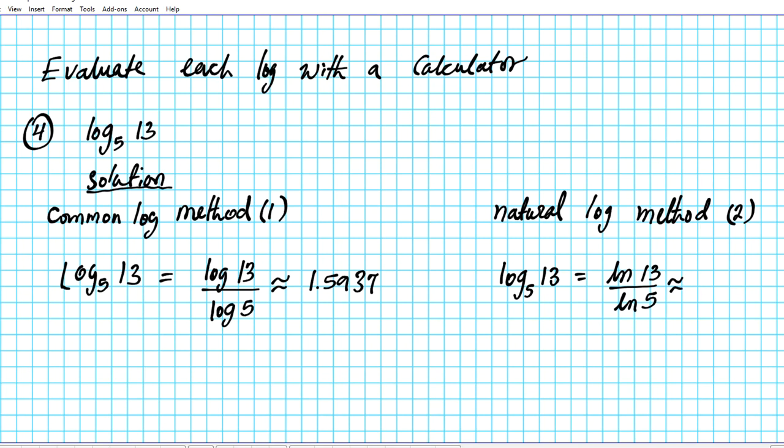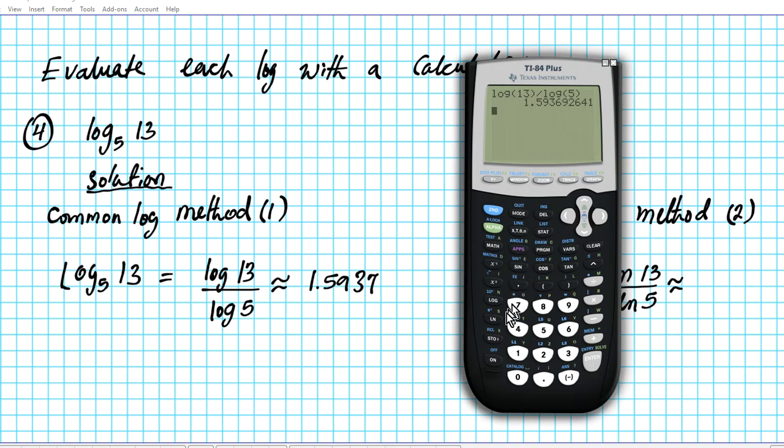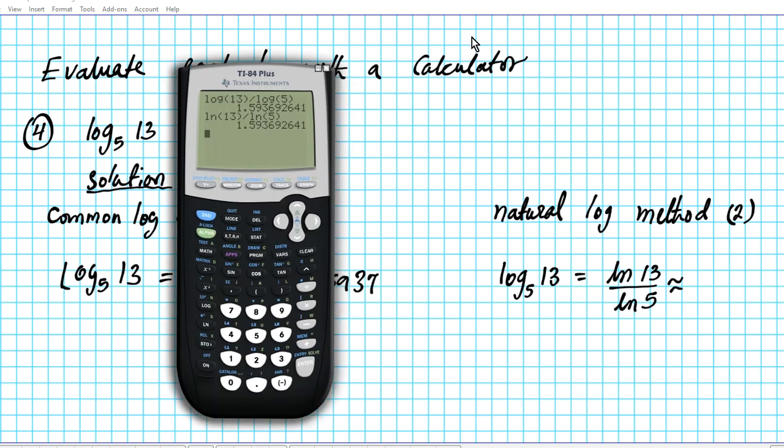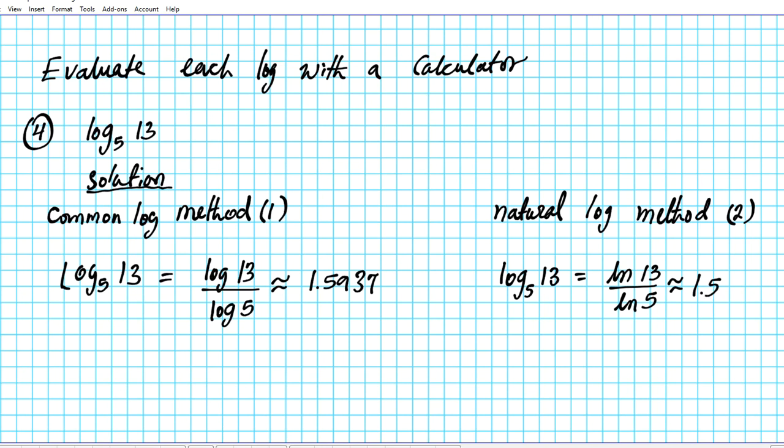Alright? Let's plug it into our calculators and see what we get. We have the natural log of 13 divided by the natural log of 5. And our final answer is exactly the same as what we had before, 1.5937 to 4 decimal places.